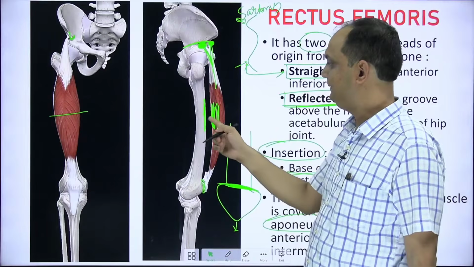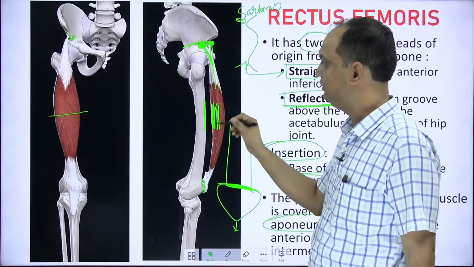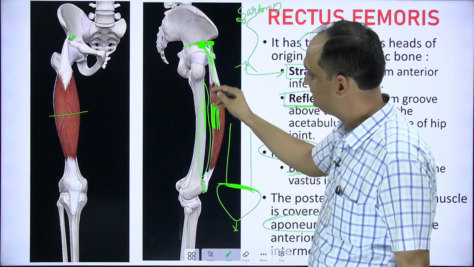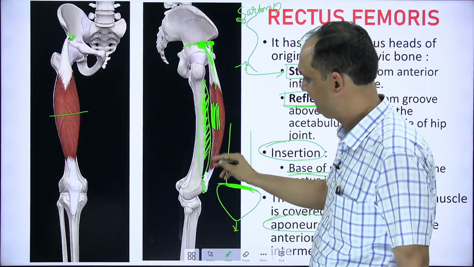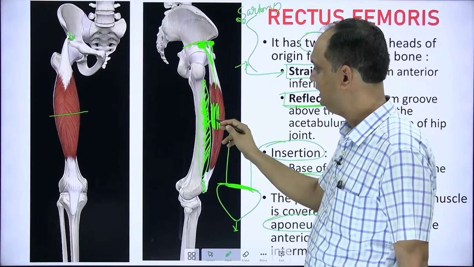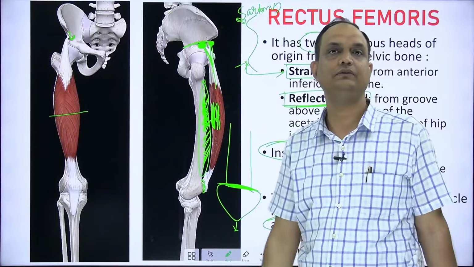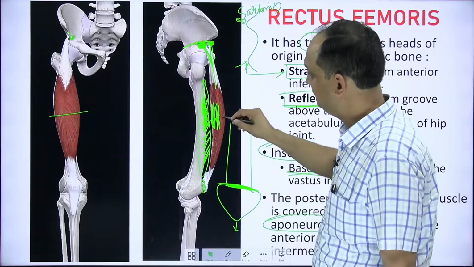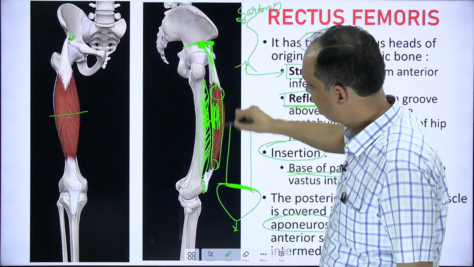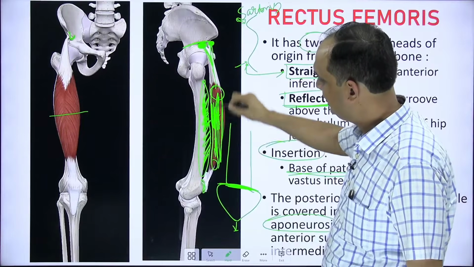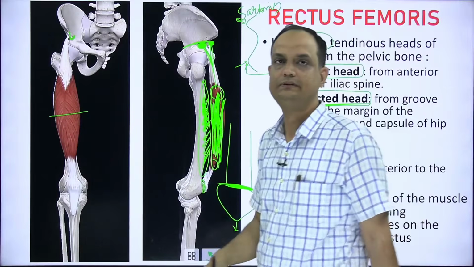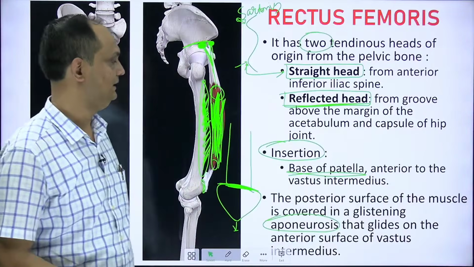Why is the gap there? Because in between these two structures you have one more muscle, known as vastus intermedius, that lies here. Now, this vastus intermedius does not have any attachment with the posterior surface of rectus femoris. Rectus femoris is enclosed in an aponeurosis, and this aponeurosis allows free gliding movement of this muscle on the anterior surface of vastus intermedius.